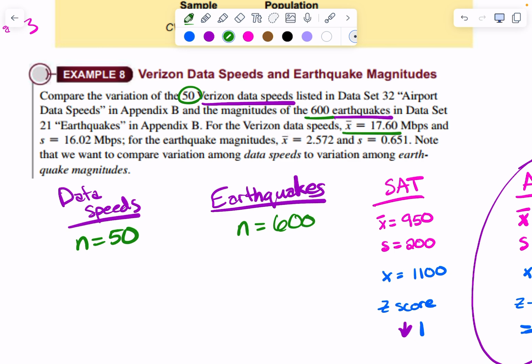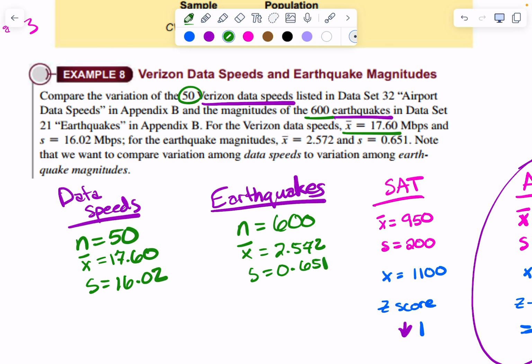For Verizon data speed, the X bar, or the average data speed, is 17.60 with a standard deviation of 16.02. For earthquakes, the average is 2.572 with a standard deviation of 0.651.